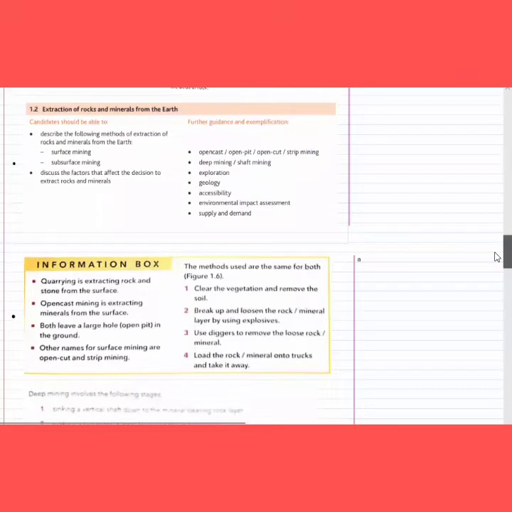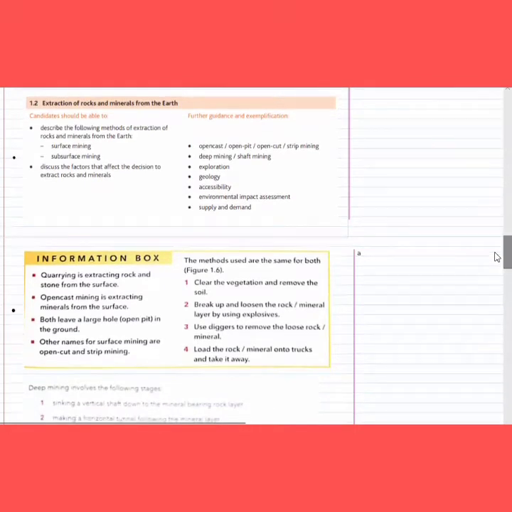Okay, now moving on, if we talk about extraction of rocks and minerals from Earth, you have two types of mining: surface mining and subsurface mining. All right, and then you have the second pointer of the syllabus that you need to know about, the factors that affect the decision to extract rocks and minerals. According to the papers that we have done till now, not a lot of questions are asked from deep inside somewhere or test your knowledge. They just simply test the simple pointers of the syllabus, right?